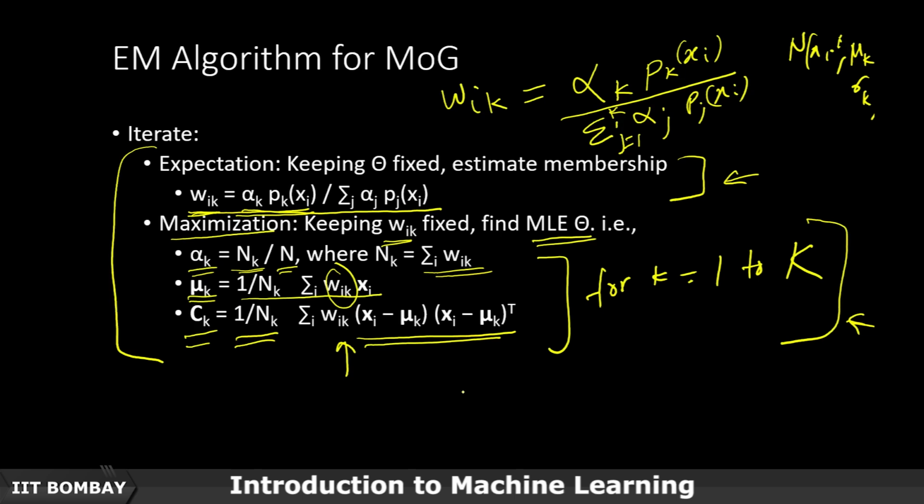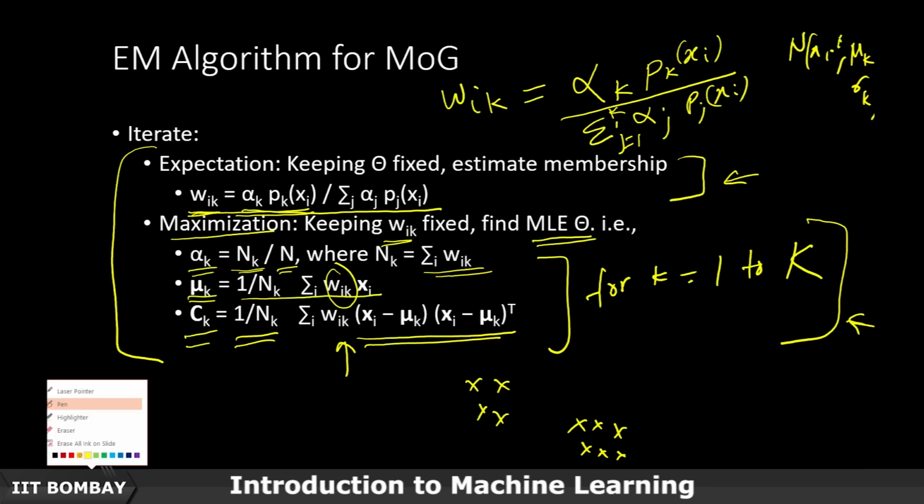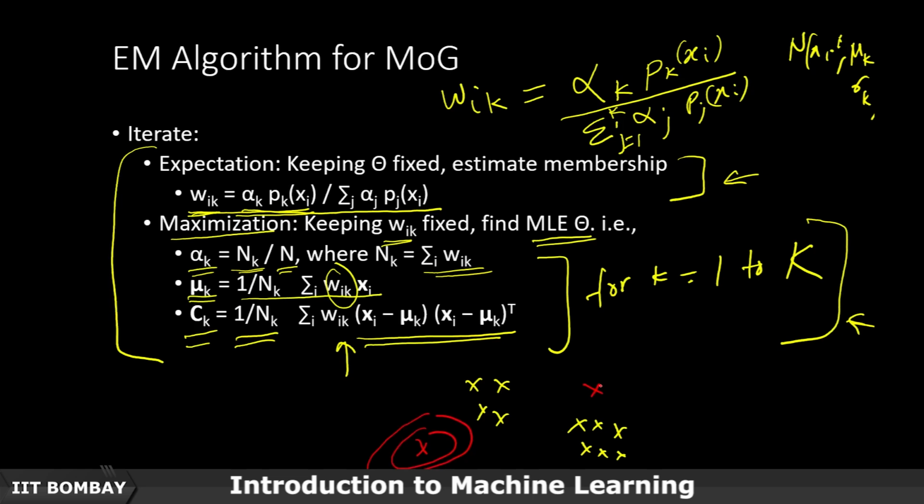So think about it this way, let's say we have a bunch of points, and this is a multimodal Gaussian distribution, right? So this looks like it comes from two different modes. So we can randomly initialize some mu k here, some mu k here, and some ck here and some ck here. Okay, and we can say that here alpha is equal to half, here alpha is equal to half. Okay, so both are equally likely.